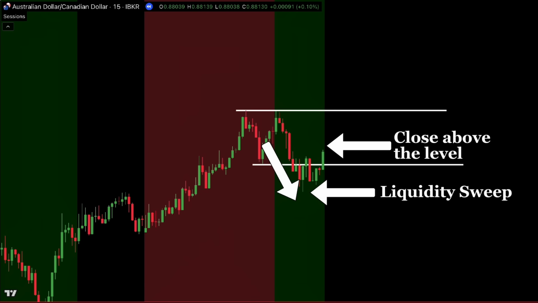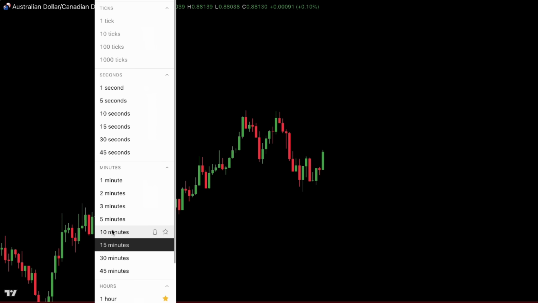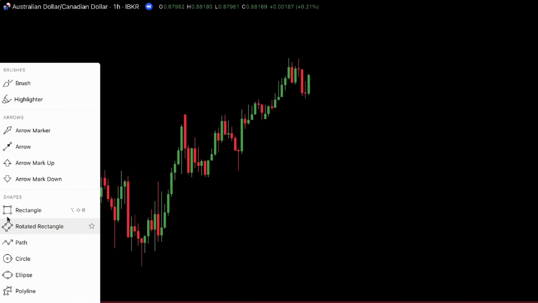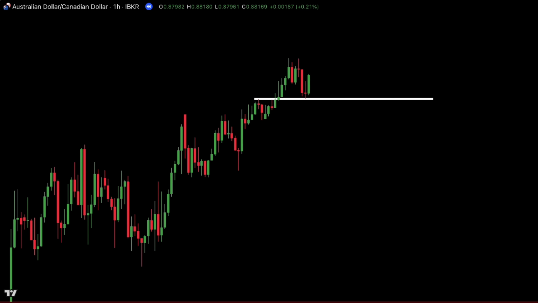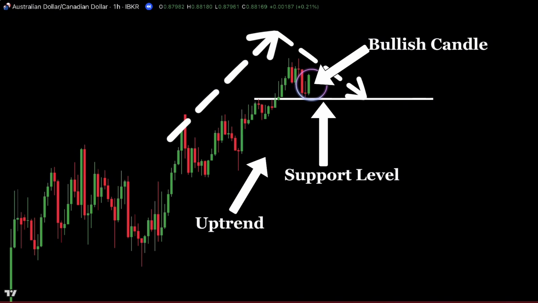So let's jump to the hourly and remove the session indicator to get a clear view. As you can see, the market is in an uptrend, and price recently pulled back to a former resistance level that's now acting as support. And a strong bullish candle forms, signaling a possible continuation of the uptrend. So on the 1-hour chart, we're bullish, and that aligns perfectly with our 15-minute setup.